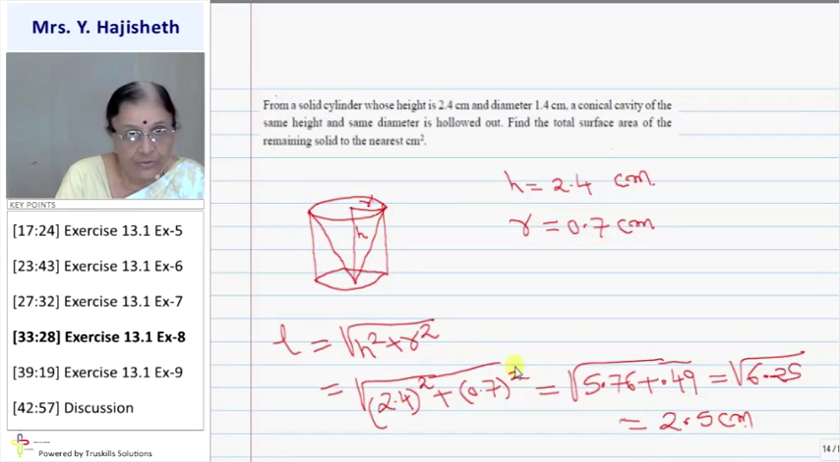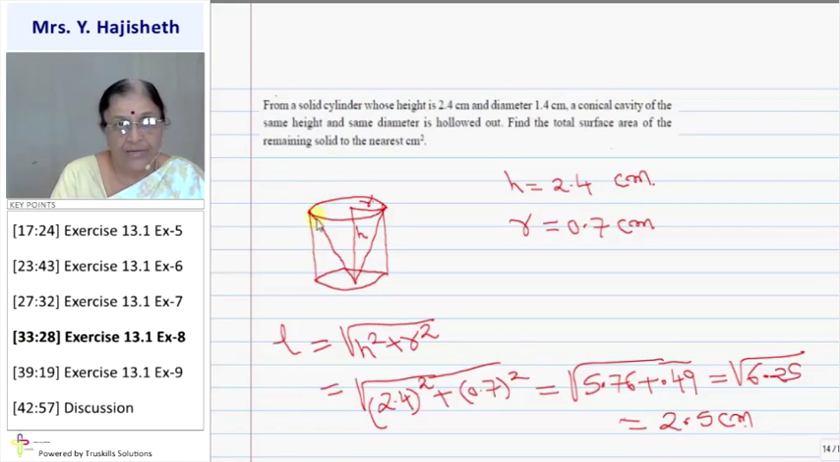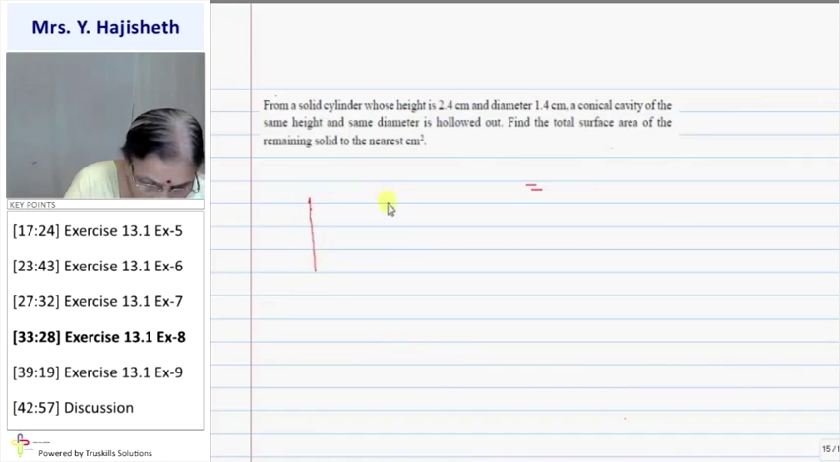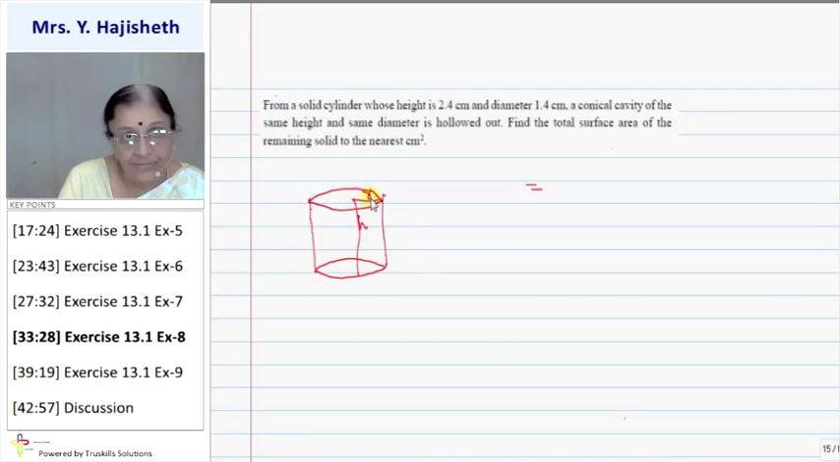So first I will draw figure. फिगर कैसे बनाएंगे हम? पहले हम क्या बनाएंगे? सिलेंडर बनाएंगे और इसके अंदर कैविटी बनाएंगे, कोनिकल कैविटी. ओके. सो फर्स्ट आई ड्रॉ अ सिलेंडर. ओके. Height is h, radius is r. Clear?